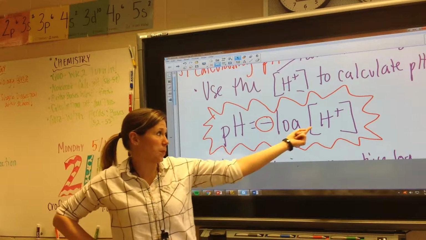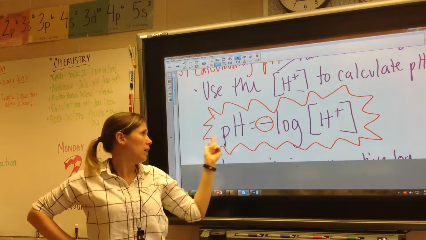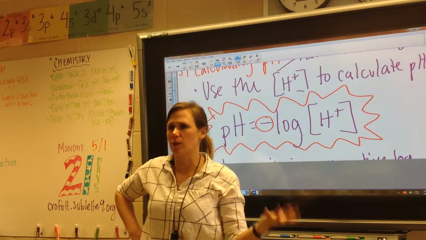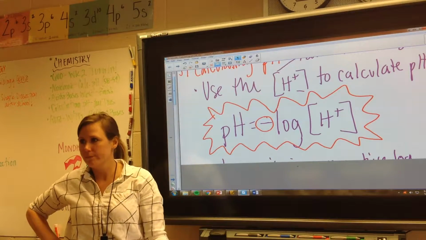And that's where pH comes from. You see the H plus? That's where the big H comes from. Those two tied together. The P is a mathematical expression that means the log. So that's why you have a little p, big H.